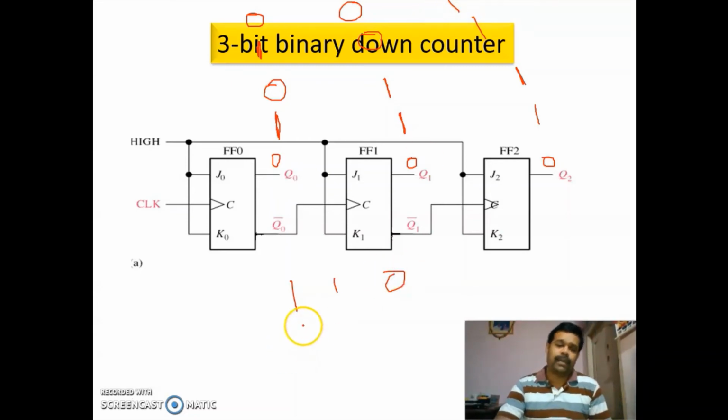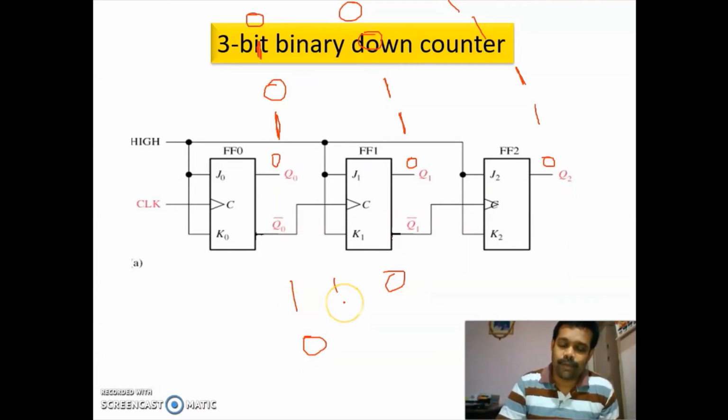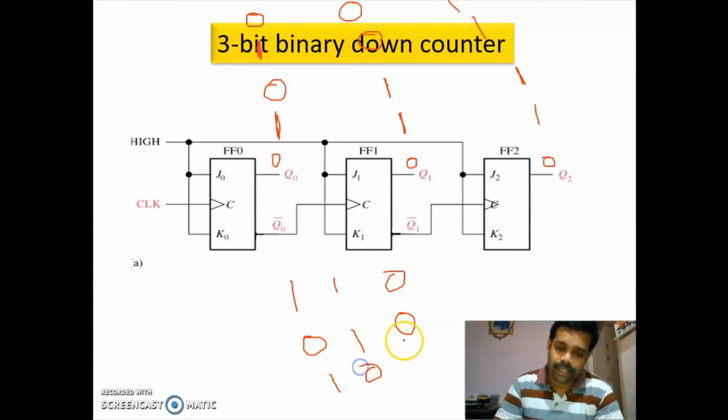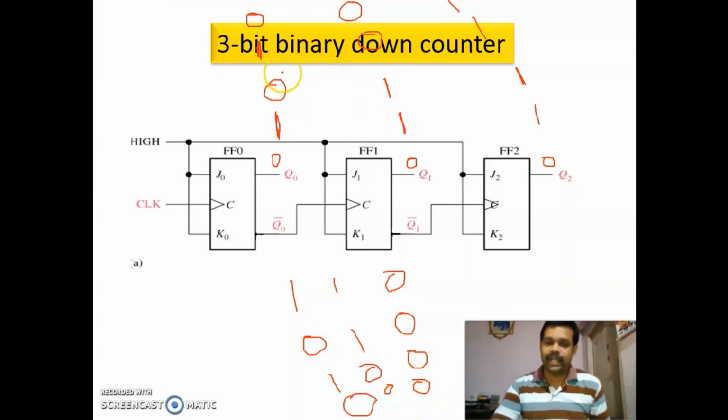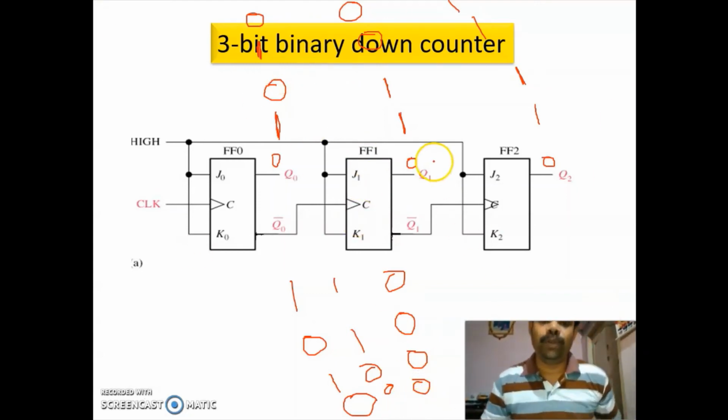Then during the next clock pulse, this 1 will change to 0. At that time, the input to this flip flop is 1, so it will not change. If this is not changing, this will also not change. In the next clock pulse, the 0 will change to 1. Since you are having 0 here, this also will change. At that time, input to this one is 1, so it will not change. During the next clock pulse, this will change, and during that time, the input to the second one is 1, so it will not change. If it is not changing, this will not change either. So this is counting downward. So this is a down counter.